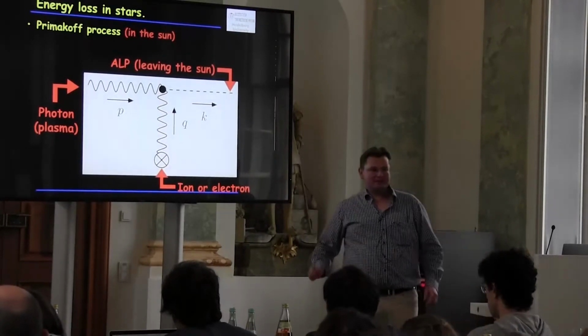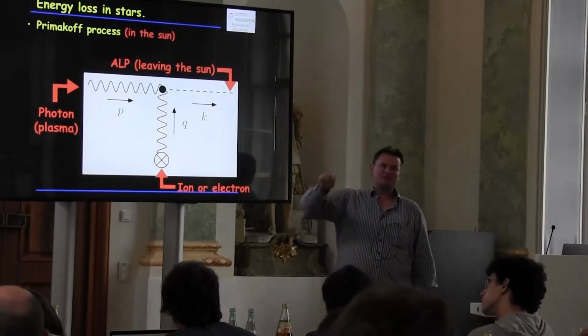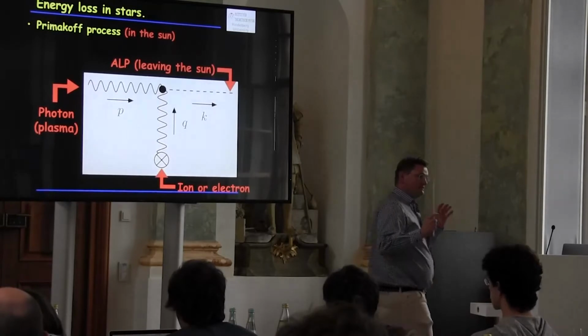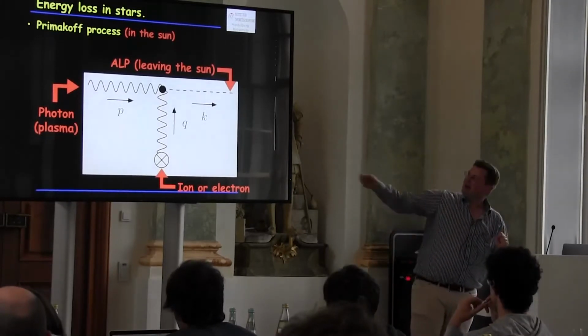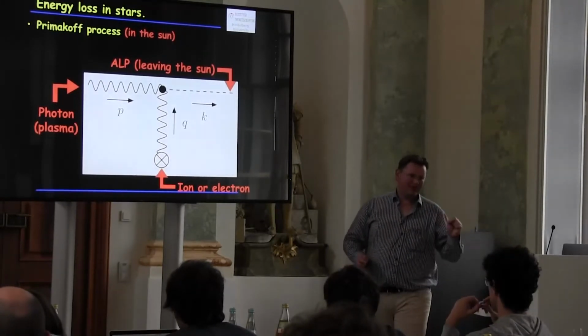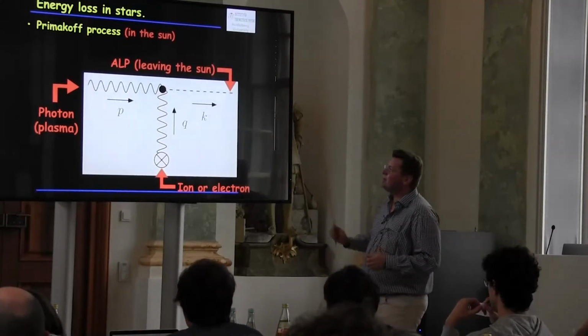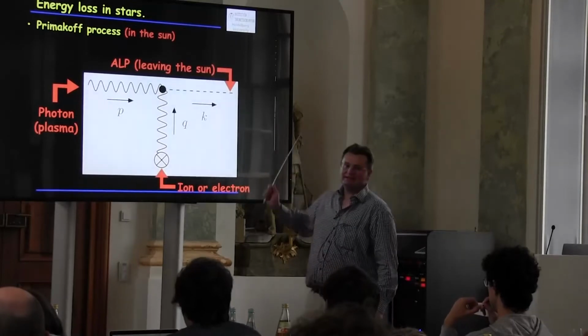This thing leaves immediately from the center of the sun. So it takes energies of the order of the temperature of the sun. So it's not an electron volt axion, it's a kilo electron volt axion. So that is something that costs you a little bit more energy. But more importantly, this is immediately out.